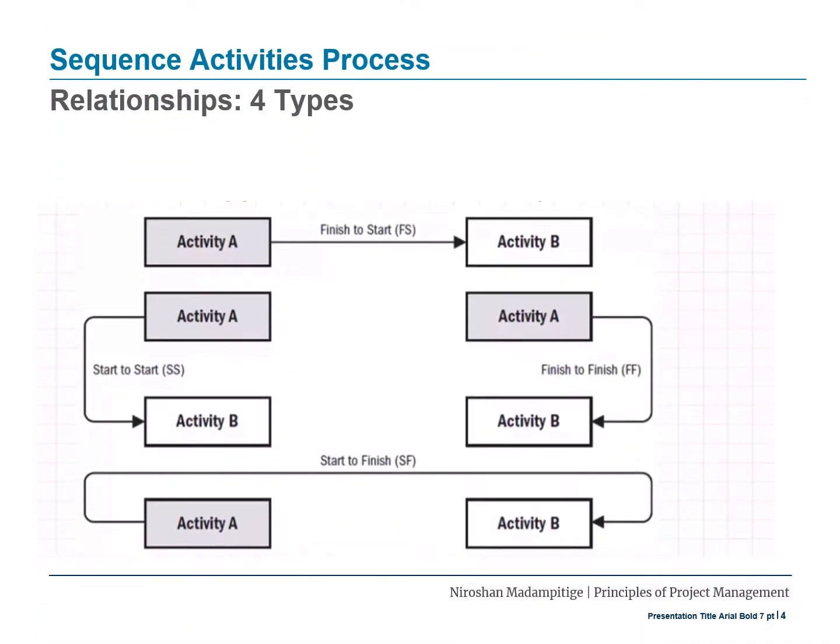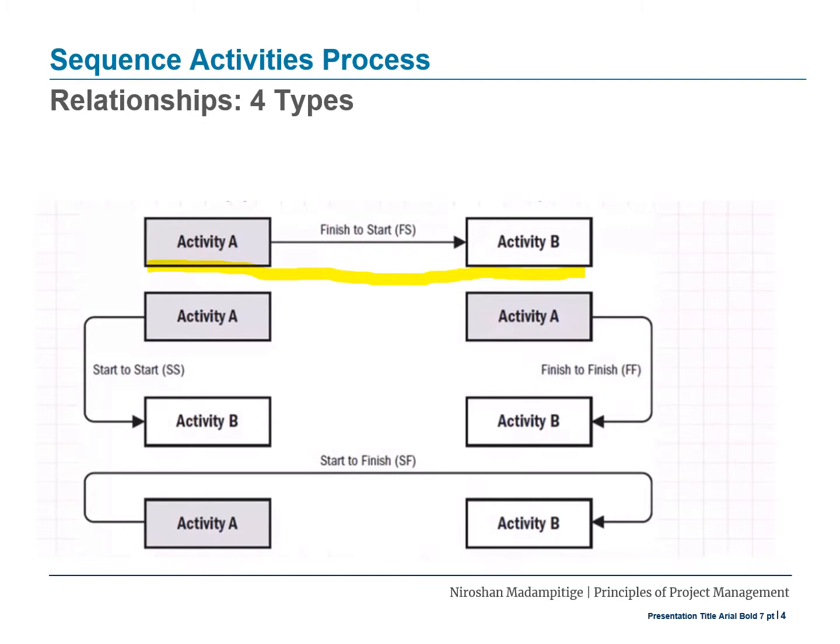Now let's have a look at the types of relationships. There are 4 types of relationships that can be present in any given network diagram. These 4 types are namely finish to start, start to start, finish to finish, and start to finish. The very first example you see here is representing finish to start. Activity B can only be started once activity A is completed. This forms a finish to start relationship.